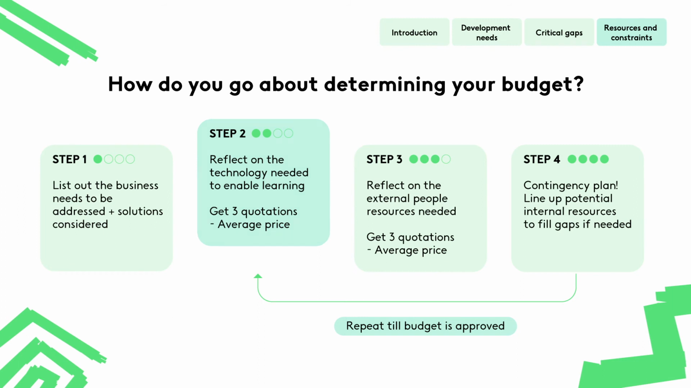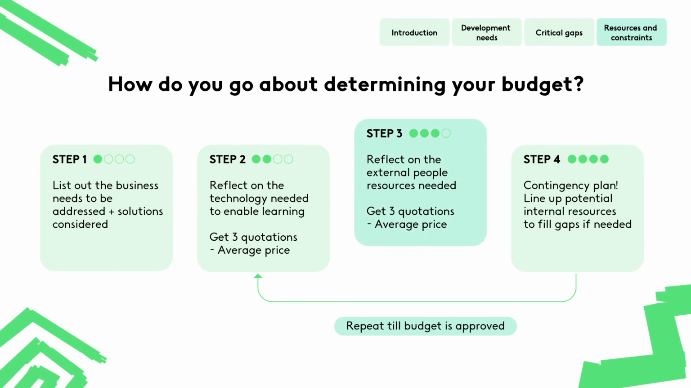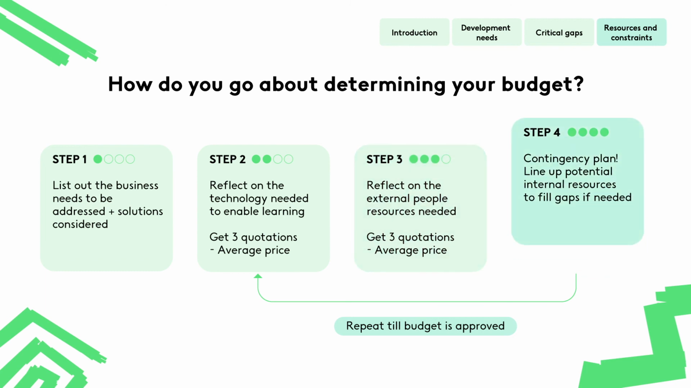Now, the step that follows, step three, would be to look at the people you will need to partner with to develop your learning solutions and to deploy them. For example, this could be instructional designers that you will work with to develop content internally. It could be external trainers that will come in and facilitate training programs. And then the last step is to look at internal resources that you have so that you have alternative options as well in case you don't get all the budget approved.